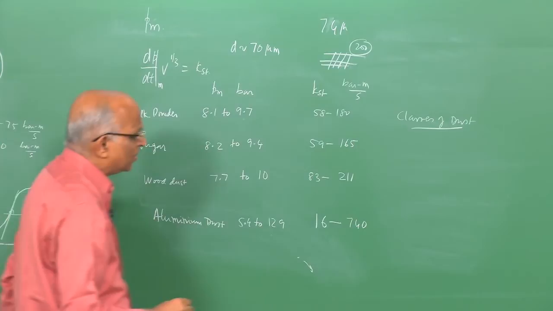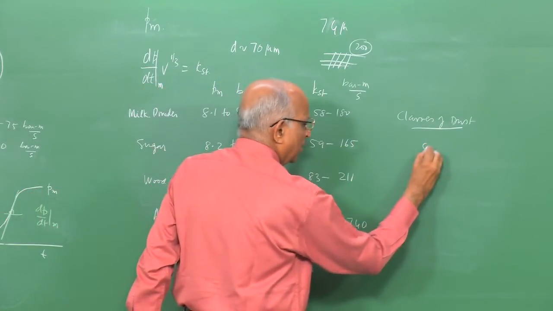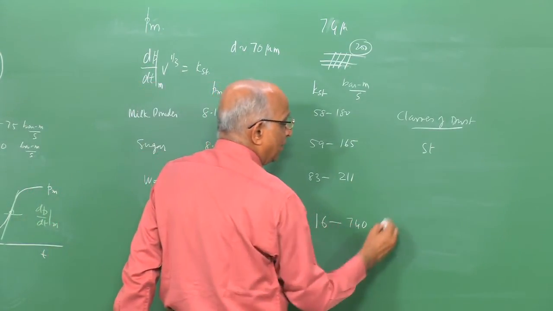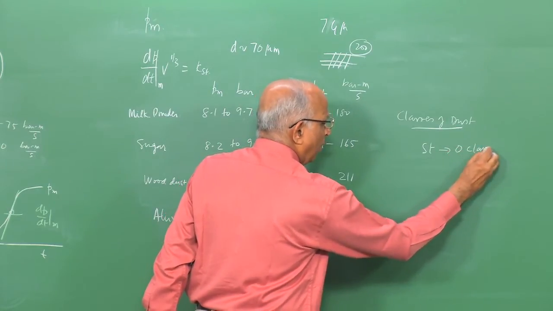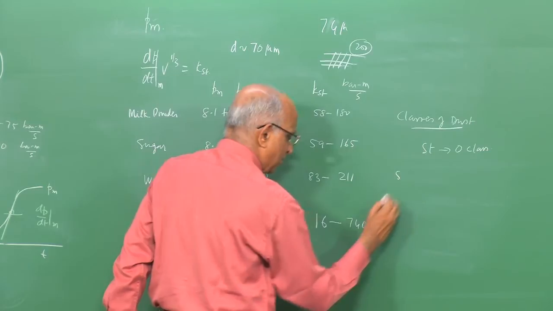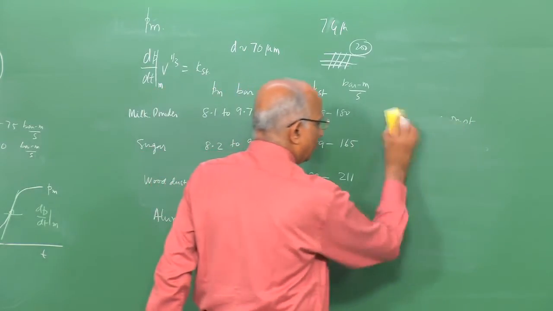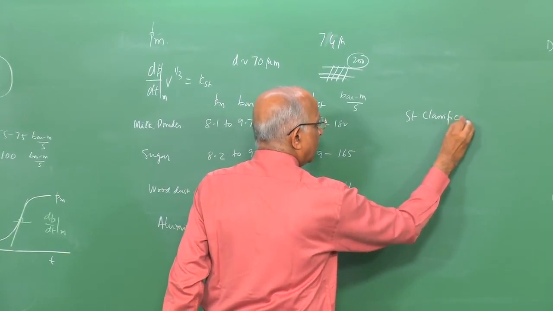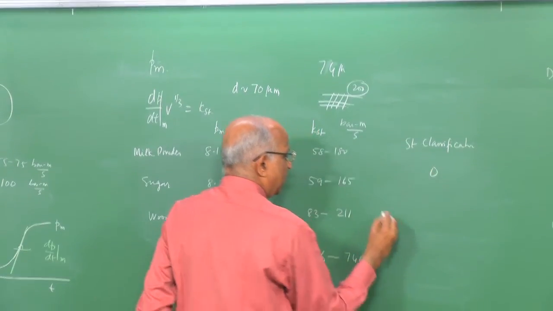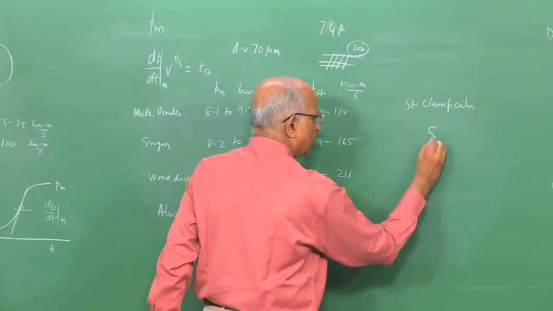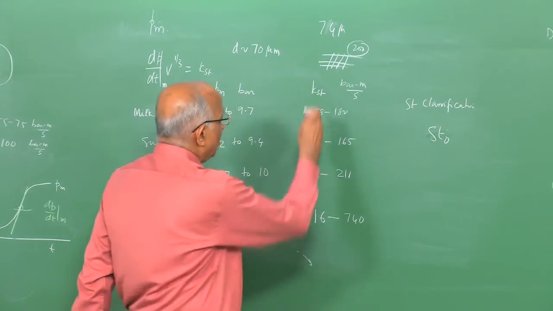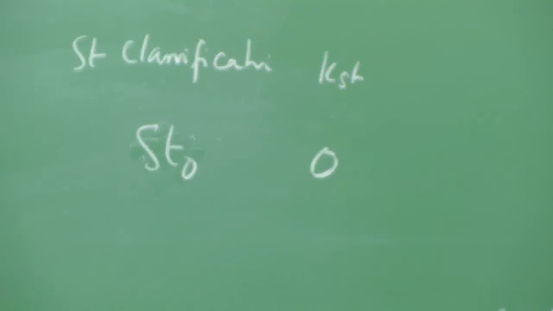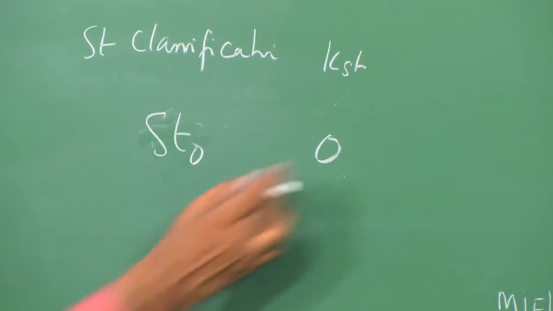What do you mean by dust classes? We said dust is denoted by the symbol ST, from the German Staub. Let me put down the ST classification of dust, it's very simple. When ST corresponds to zero, the value of KST corresponding to this is zero. That means there is no possibility of a dust explosion, that is, the rate of pressure rise is zero.